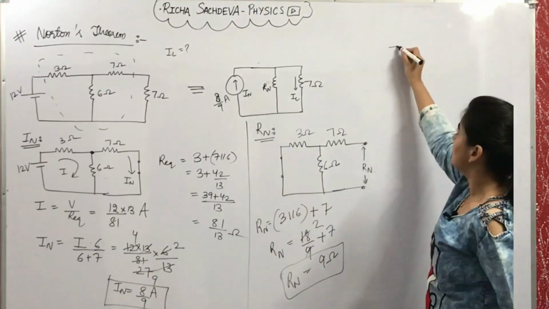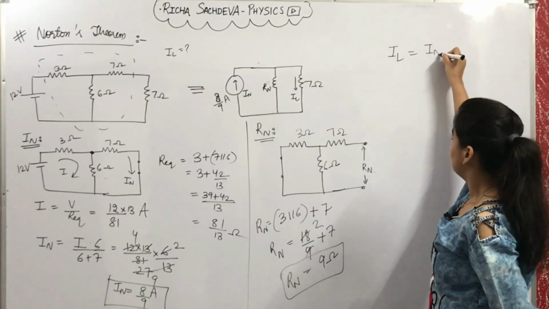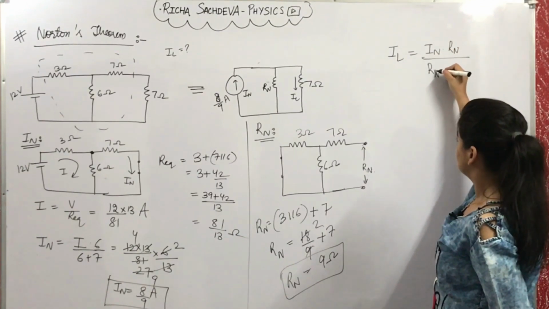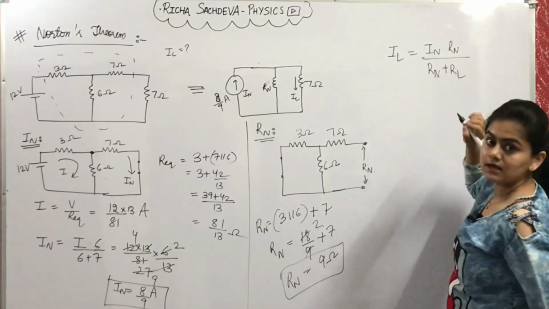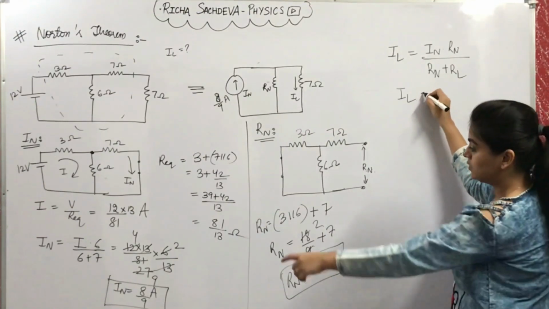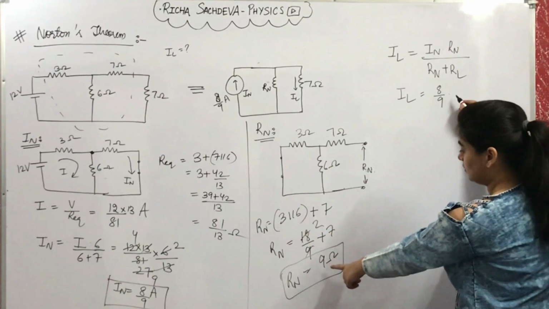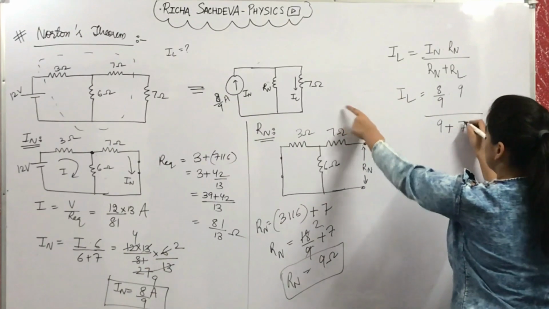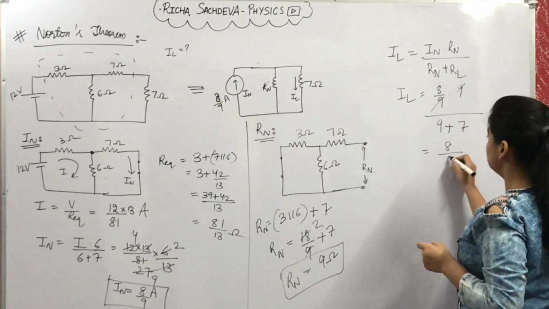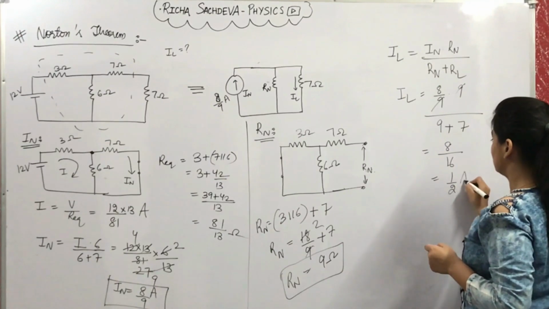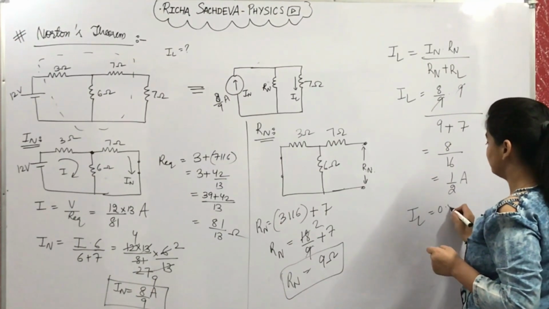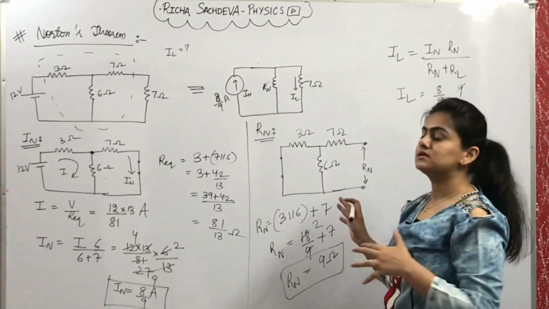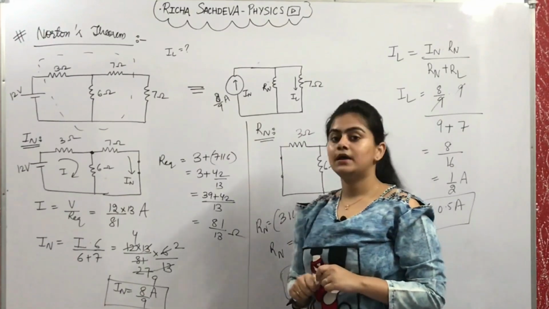So by using the formula, IL is equal to IN into RN upon the sum of resistances present in the loop, that is RN plus RL. So we know the value of IN, which is 8 upon 9 into RN is 9 upon RN plus RL is 7. So this becomes 8 upon 16, which is half. So the value of IL is 0.5 ampere. So we have got the value of IL. So this is the way we solve the circuit with the help of Norton's theorem.